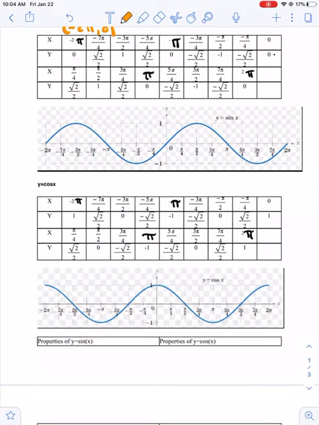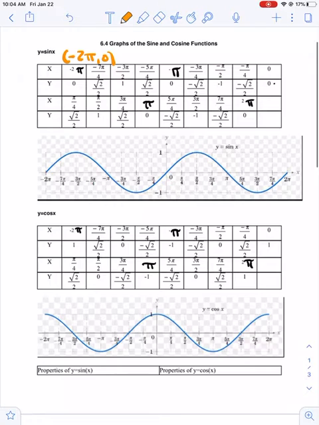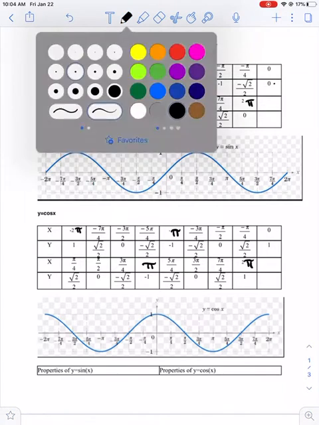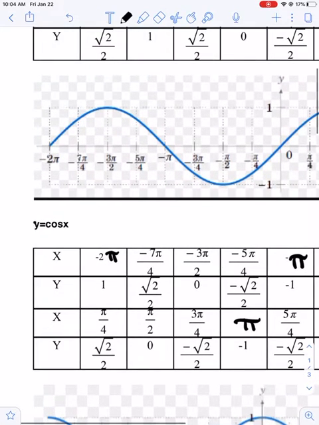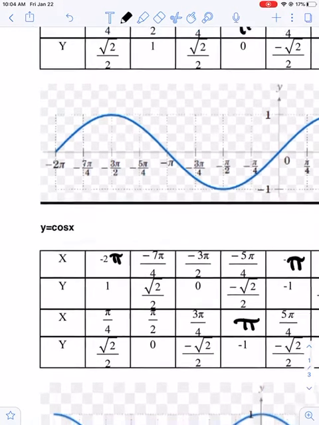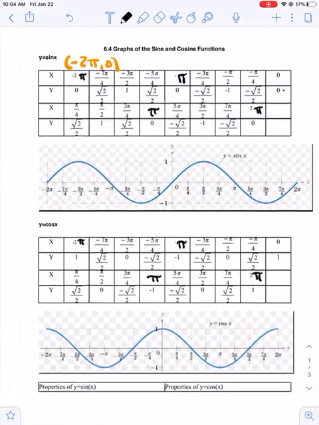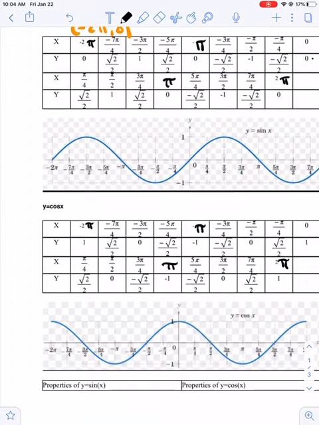Next, looking at cosine, we're going to do the same thing. The cosine is your x value. We're looking at the graph y equals cosine of x. But remember, cosine is your x value on your unit circle. So let's go take a look at the cosine of negative 2 pi. That's 1. So that's a point, negative 2 pi, comma 1.